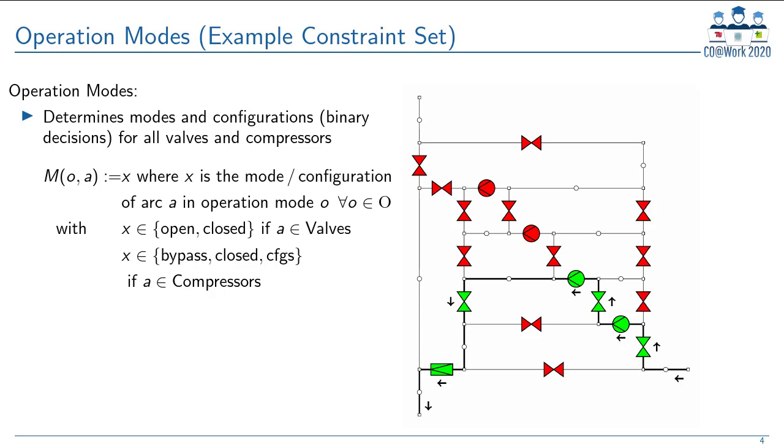Here's an example constraint set for network stations, which revolve around a binary variable set called the operation modes. In network stations, each controllable element cannot choose its mode independent of the other elements. We rather have a set of operation modes, as we call them. These operation modes determine the modes and configurations of all valves and compressors. This can be thought of as a binary variable that decides all the other binary variables attached to valves and compressor stations. Below there's a more complete definition, which I encourage you to pause and read.